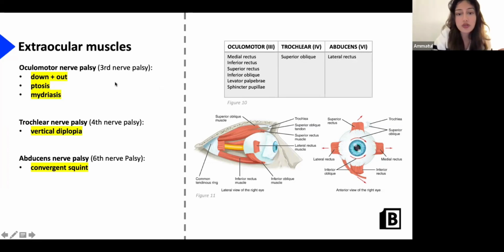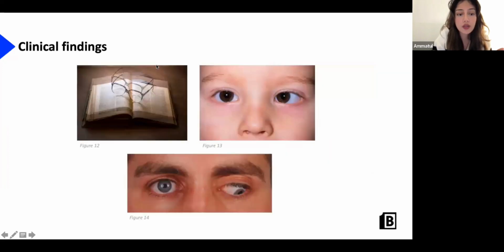Okay, so have a look at these images and try to guess which of the nerves correlate to these clinical findings. I'll give you a moment. So this is the convergent squint, which is essentially esotropia. The eye just looks inwards. This happens a lot with babies because of various congenital conditions, and that's usually corrected with patches etc. But it happens in adults when there is a palsy.